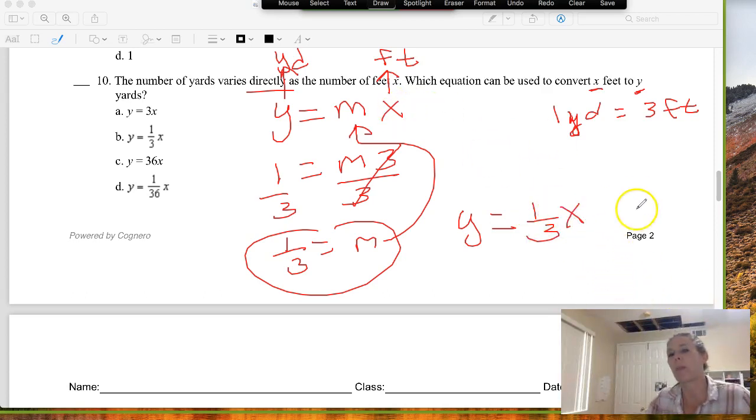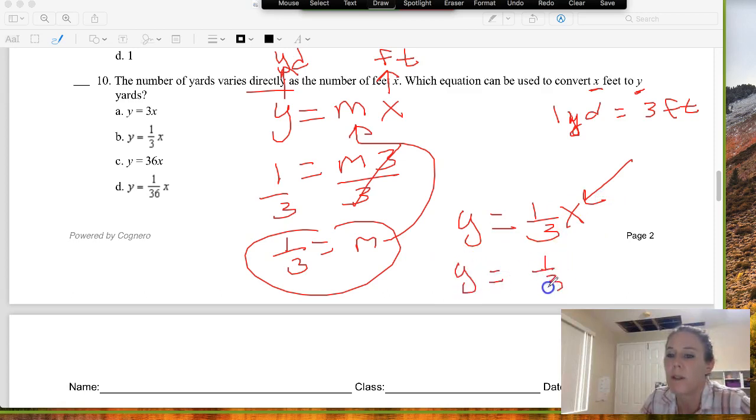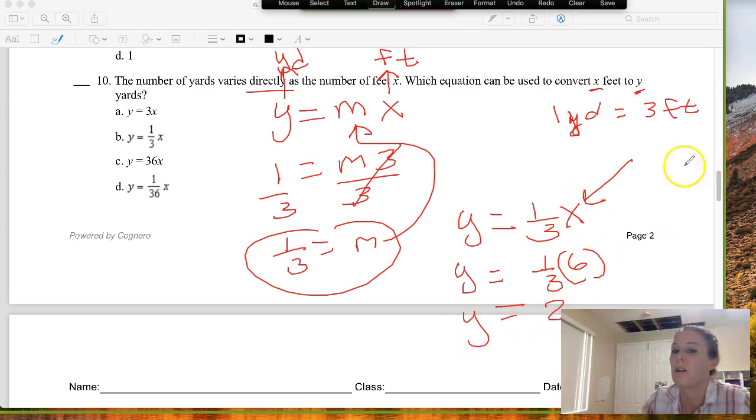So for example, how many yards is 6 feet? Well, I would plug in 6 for x, and the number of yards would be 1/3 times 6. Well, 1/3 times 6 is the same as 6 divided by 3, which would be 2. So if there are 6 feet, that's 2 yards, and that makes sense because there are 3 feet for every yard. So the answer here would be B.